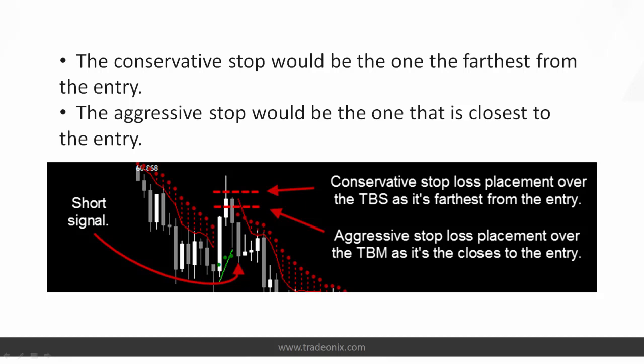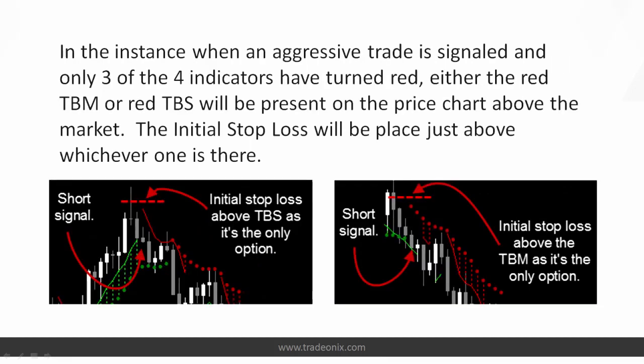Now, in the image that you see on the chart below, the conservative stop is placed just above the TBS, as it is farthest from the entry. The aggressive stop would be placed just over the TBM, the dots, as it is closest to the entry. Again, in the instance when an aggressive trade is signaled and only 3 of the 4 indicators have turned red, either the red TBM or the red TBS will be present on the price chart above the market. The initial stop loss will be placed just above whichever one is there.